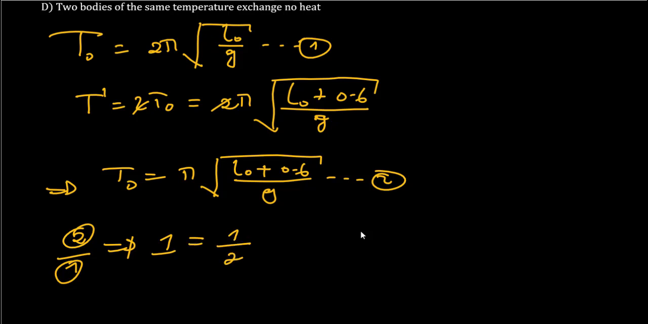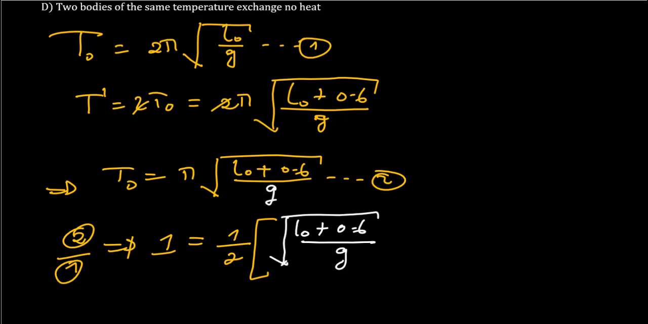I will get a half times the square root, so we are going to have it times the square root of L naught plus 0.6 divided by G, that will be divided by the square root of L naught divided by G.